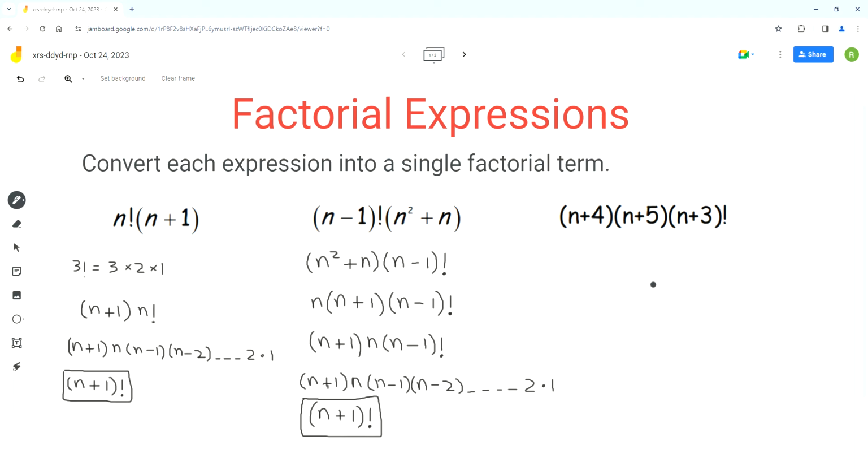Now we can analyze the third expression. In this expression, we are given three terms in the parentheses. They are being multiplied. So n plus 4 times n plus 5 times n plus 3 factorial. Now n plus 4 is 1 more than n plus 3 and n plus 5 is 1 more than n plus 4. So the first step is to arrange them in descending order from greatest to least. So n plus 5 times n plus 4 times n plus 3 factorial.